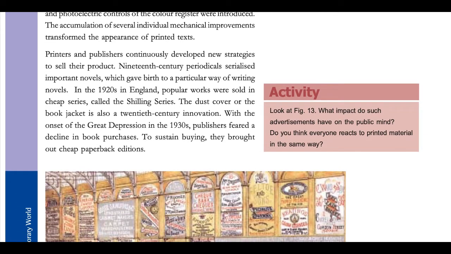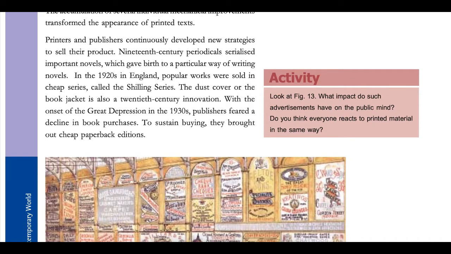Printers and publishers continuously developed new strategies to sell their product. 19th century periodicals serialized important novels, which gave birth to a particular way of writing novels. In the 1920s, in England, popular works were sold in cheap series called the shilling series. The dust cover or the book jacket is also a 20th century innovation. With the onset of the Great Depression in the 1930s, publishers feared a decline in book purchases. To sustain buying, they brought out cheap paperback editions.